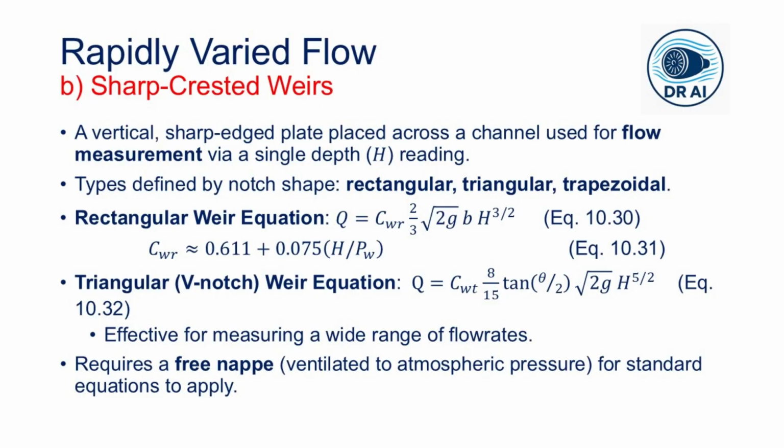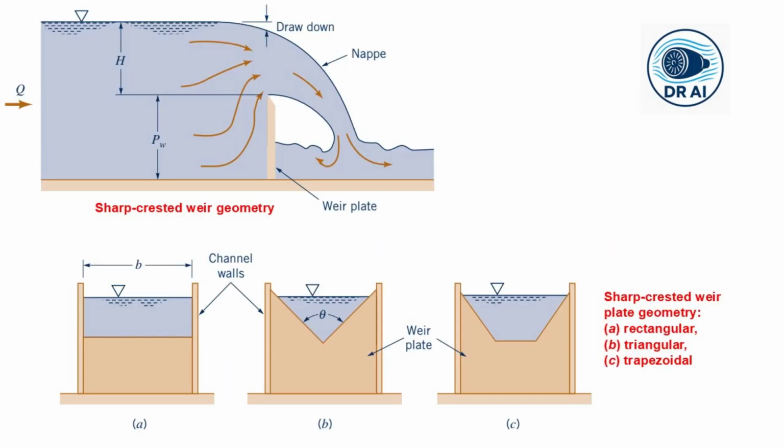Now let us shift gears to another class of rapidly varied flow, which is the flow over weirs. A weir is simply an obstruction on the channel bottom that the fluid must flow over. Because it causes a rapid acceleration and a distinct relationship between upstream depth and flow rate, it makes an excellent flow measurement device. The most common type is the sharp-crested weir. It's a vertical, sharp-edged plate placed across the channel. The fluid flows over the sharp edge and springs free, forming a nappe.